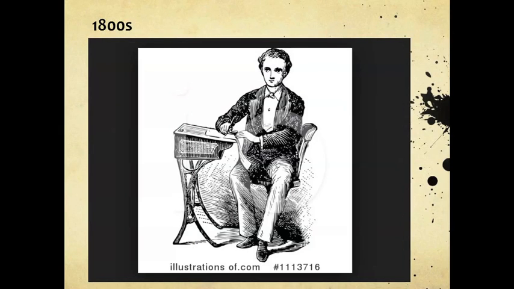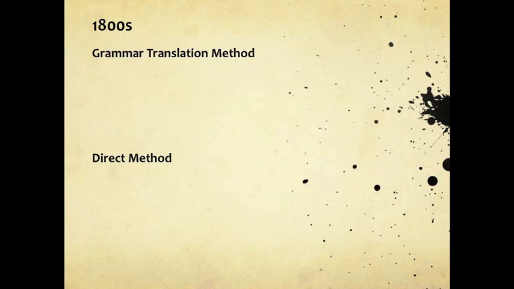Let's go back in time to the early 1800s. This image shows a student in Victorian England. If he was learning French or German, his teachers would have used either the grammar translation or the direct method. These were the common methodologies of the day for teaching modern languages.